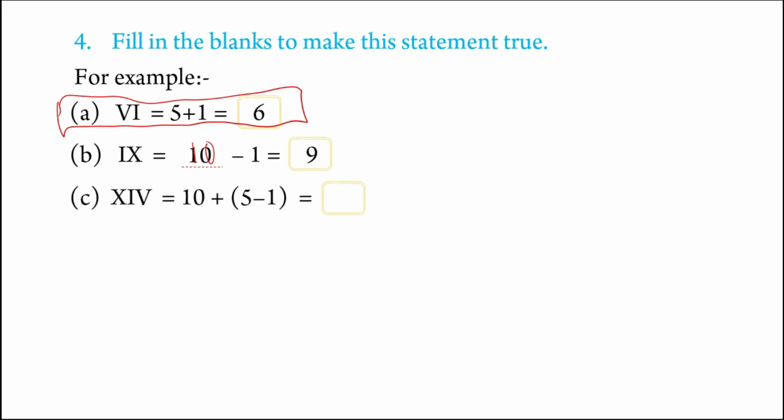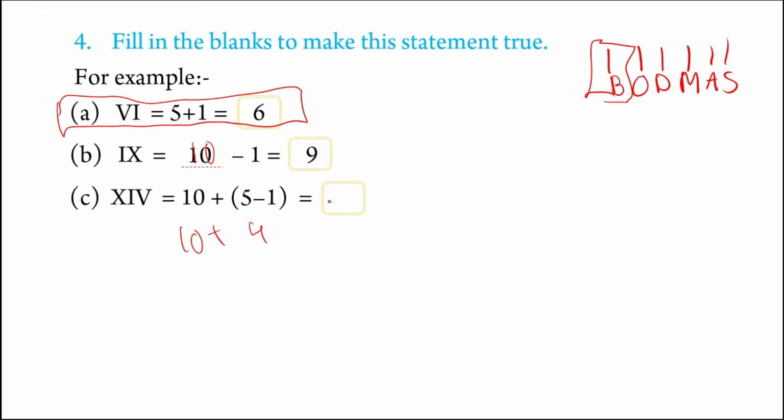Next is XIV is equal to 10 plus 5 minus 1 is equal to. Here 5 minus 1 is in bracket, and we have studied about BODMAS, which means bracket of division, multiplication, addition and subtraction. So first comes the bracket, and here is the bracket. So first we'll solve this bracket. 5 minus 1 is 4. That means 10 plus 4. So it will be here 14.